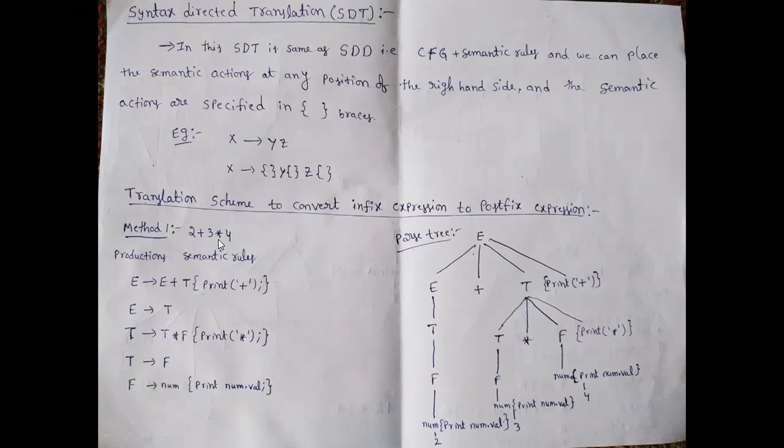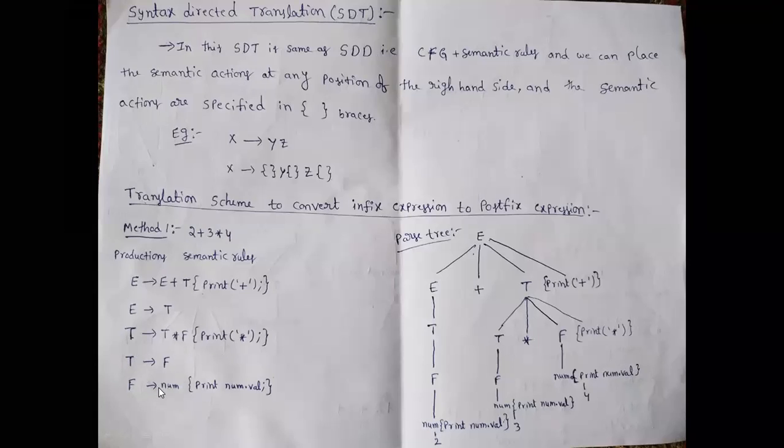Okay, then in this expression we have the asterisk symbol, so the multiplication operator is available, and we have to take the production with multiplication. The production is T produces T star F, and the semantic action is to print star. Okay, so that is the semantic action. Next production: T produces F. Here F is just assigned to T, so there is no need to perform any semantic action.